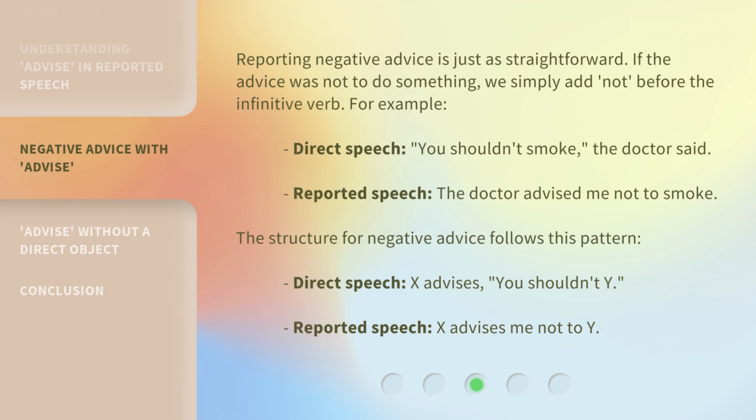Reporting negative advice is just as straightforward. If the advice was not to do something, we simply add not before the infinitive verb. For example, direct speech. You shouldn't smoke, the doctor said. Reported speech. The doctor advised me not to smoke.